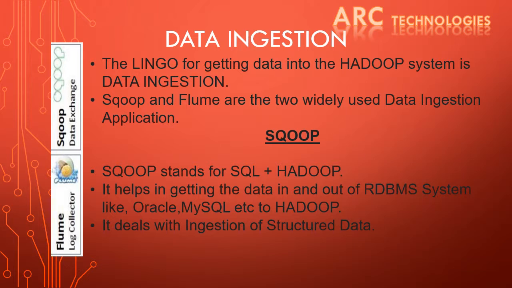Now, Sqoop is an abbreviation and it stands for SQL plus Hadoop, right? So it helps in getting the data in and out of RDBMS systems like Oracle, MySQL, etc., to Hadoop. It generally deals with the ingestion of structured data. Now, what happens if you have a structured data format? Let's say the RDBMS data that is stored in a tabular format. So if you want to ingest that into the HDFS, into the Hadoop ecosystem, that is where Sqoop is particularly used.